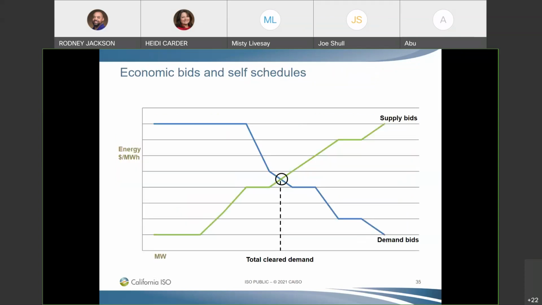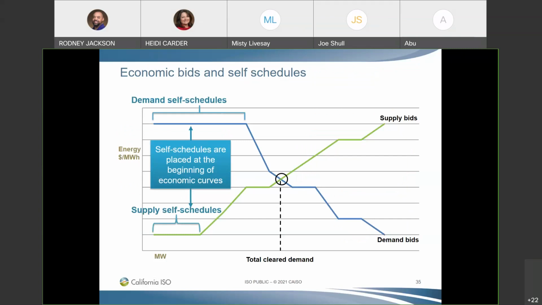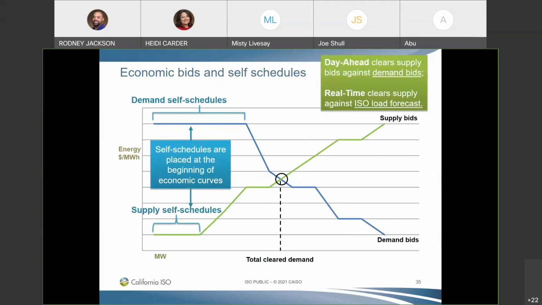So now the economic bids and sales schedules on this map here. The sales schedules are at the beginning of the curve, and they are indifferent to the prices that will clear the market. As I mentioned before, the place where the supply meets the demand curve indicates where the amount of supply and demand clear the market. Any additional demand that shows up will be served by the real-time market at the real-time price. So if you look at the demand to the right side, the total cleared demand, these quantities will clear in the real time.